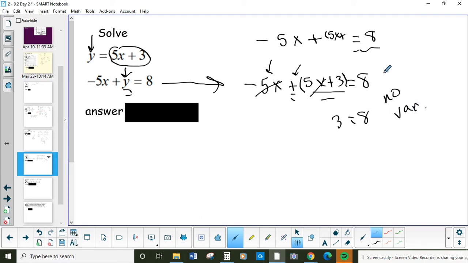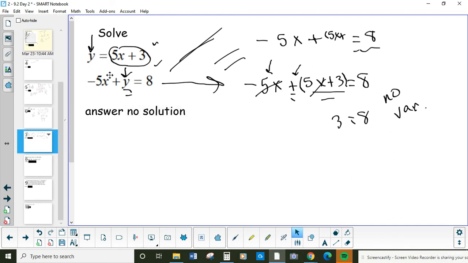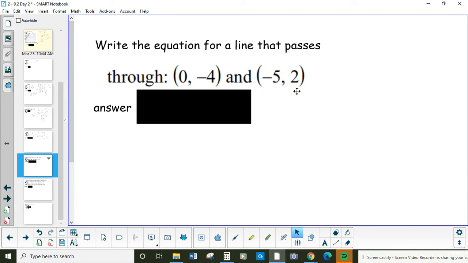So either these guys are the same line, which means there's infinitely many solutions, or they're parallel lines, which means there's no solution. And since this is not a true statement, we know that this is a no solution equation, a system. That means these lines won't intersect. Pause the video. Let's try this problem now.